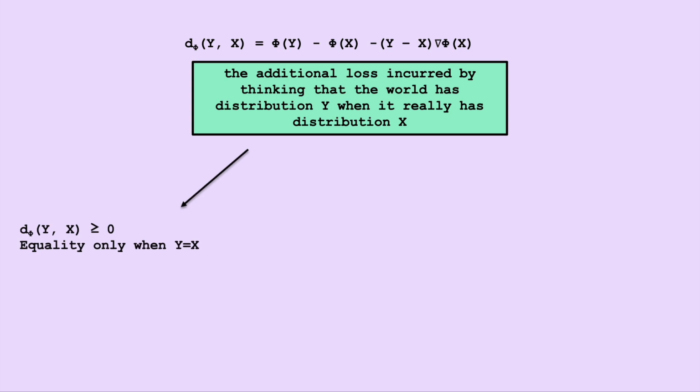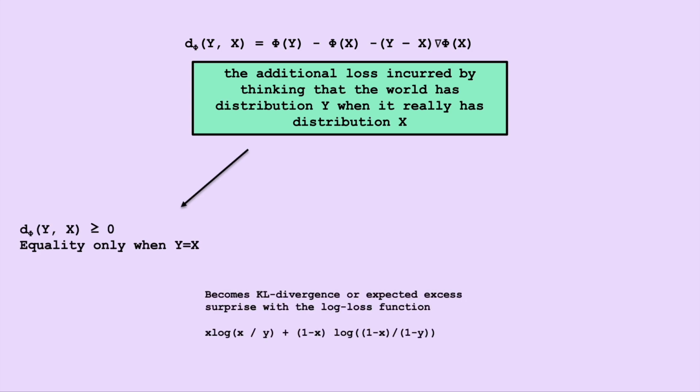When using the log loss function, Wegmann divergence becomes KL divergence, which is a way to quantify how much more surprised you will be with incorrect beliefs than with correct ones. Also, importantly, when regarded as a function of y, Wegmann divergence is convex as the sum of convex functions.